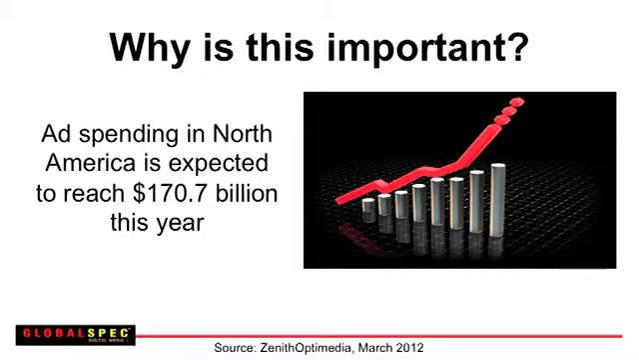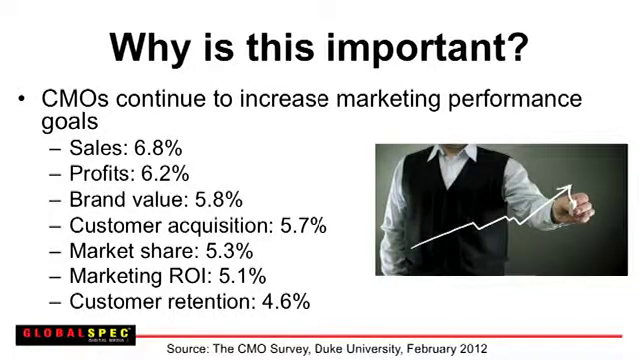Ad spending is on the climb. It is expected to reach $170 billion in 2012, a number that continues to grow. And marketing leadership is expecting more from their marketing plans than ever before. Duke University's recent CMO survey asked chief marketers to share their expectations for marketing performance goals in the year ahead. There are increases across the board. For example, sales are expected to be up 6.7%, profits to be up 6.2%, and new customer acquisition up by 5.7%. So with increased demands, we are all striving to do more with less.